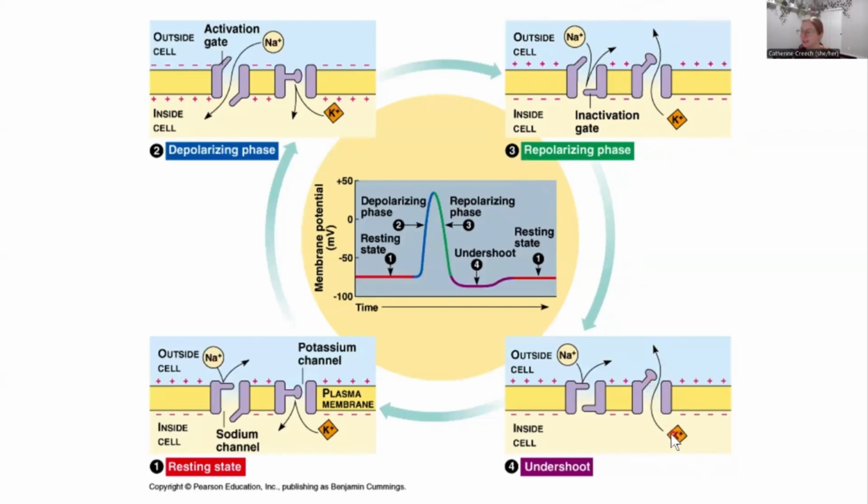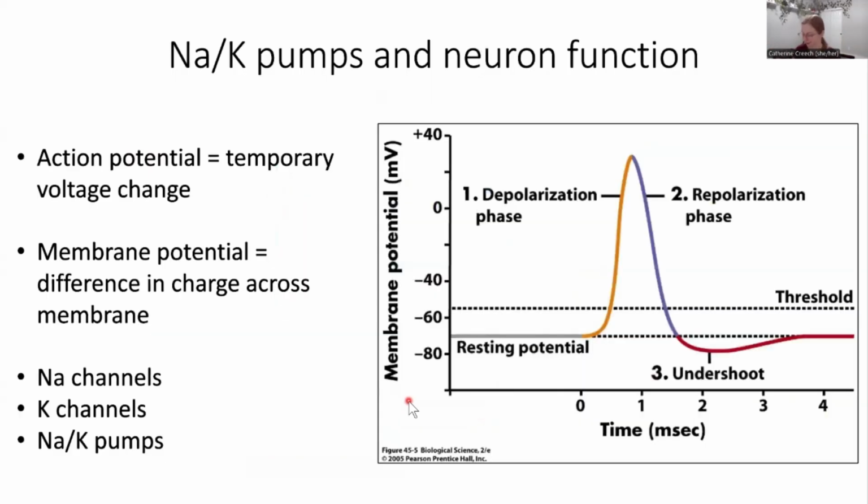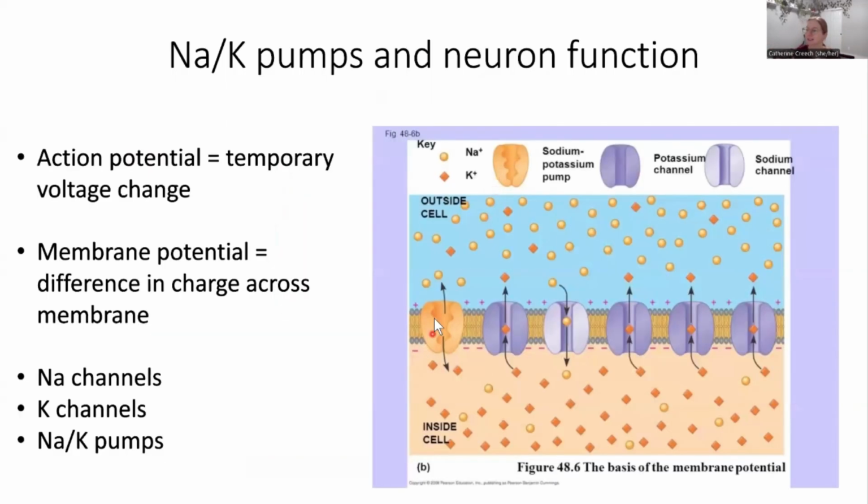When that is done, it goes a little bit too far. It pushes too much potassium out. It shuts that gate. And now I need to redistribute the sodium and potassium back to the resting state. So right here, to redistribute it, I'm using that sodium and potassium pump. Right here, sodium and potassium pump to put everybody back where it should have been.